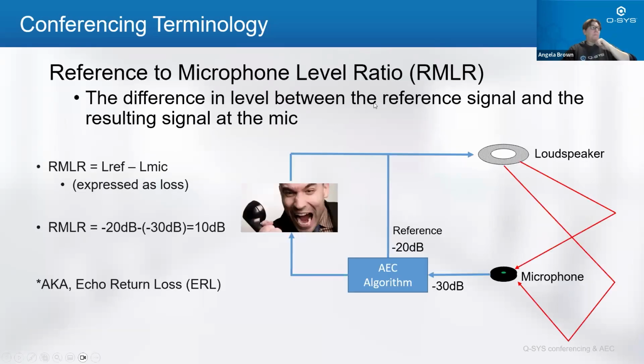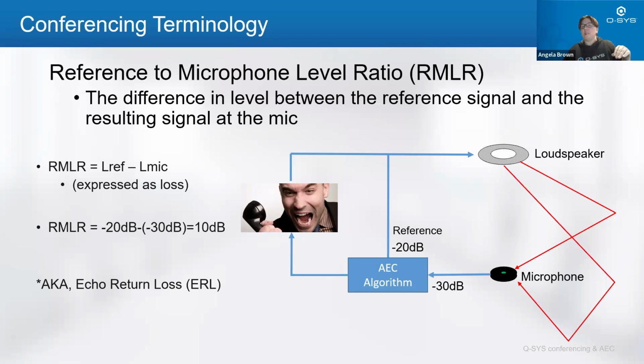All right, next one. The reference to microphone level ratio, or RMLR, just rolls right off the tongue. We have this ratio because we essentially want to know the difference between what's being heard by the microphone and what's the reference level. So it's going to be basically the level of our reference minus the level of audio from the microphone. We'll just talk through the math of this example.